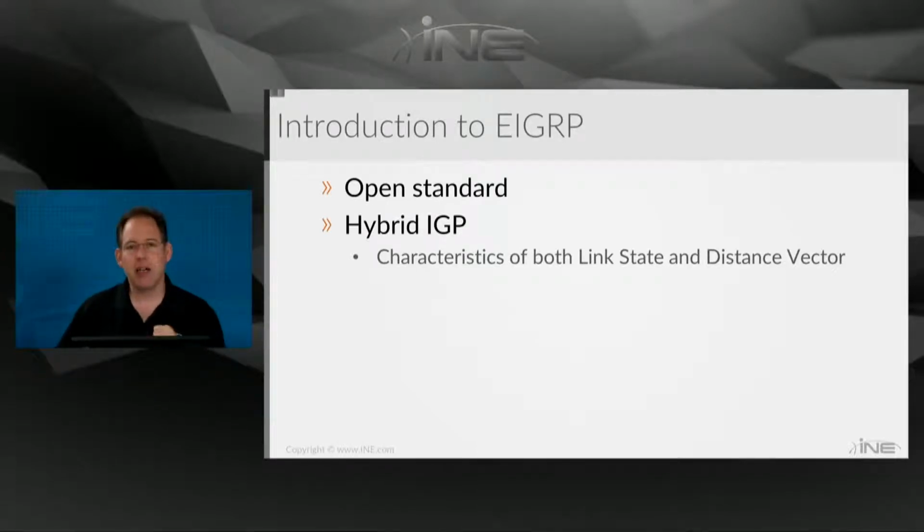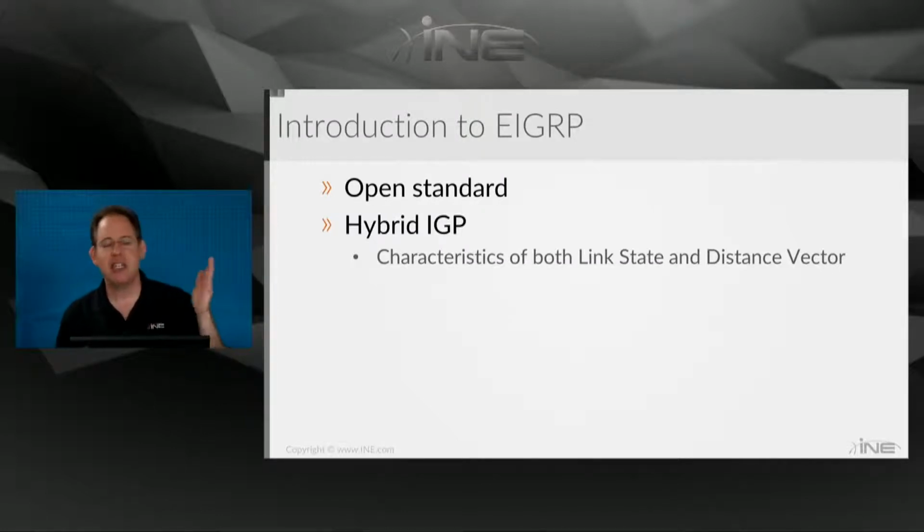Now, link state routing protocols, however, do have to discover directly connected neighbors, exchange some information, make sure some things match, and then once that neighbor relationship is built, then they can exchange information. So in that way, EIGRP is more like a link state protocol.